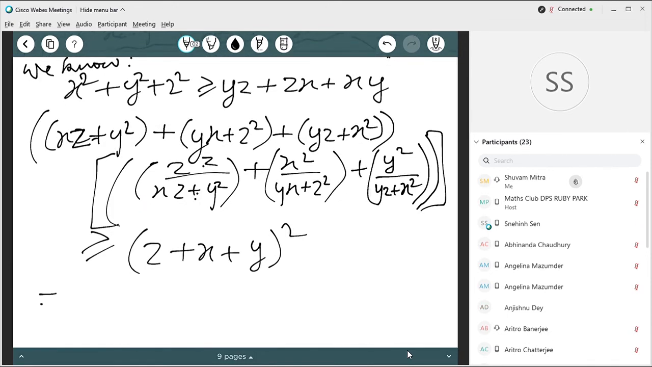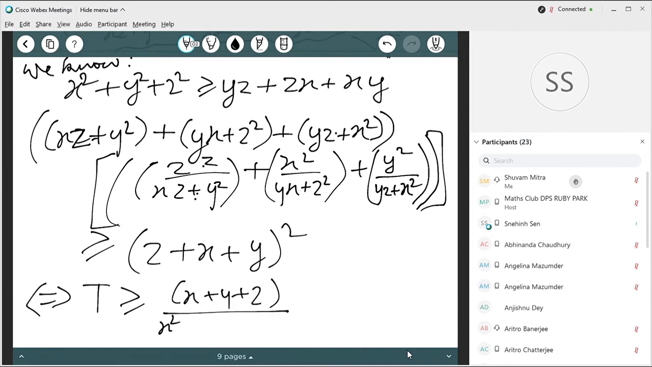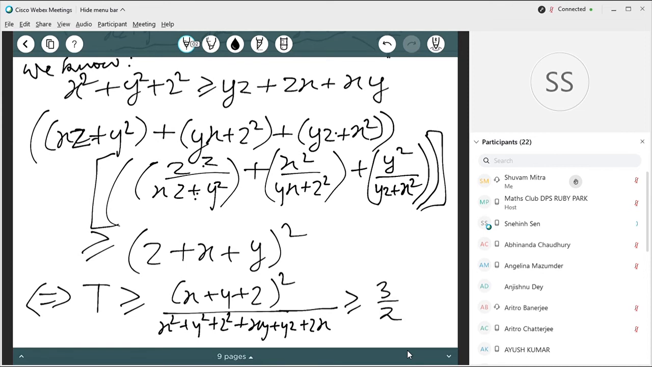Then this is if and only if t is greater than or equal to x plus y plus z by this sum, which is nothing but x square plus y square plus z square plus, there's a whole square over here, plus xy plus yz plus zx. But is it of any use? Can you show that this is greater than or equal to 3 by 2 or anything like that? Then we can show t is greater than or equal to 3 by 2. But is this true, the inequality which I'm stating?